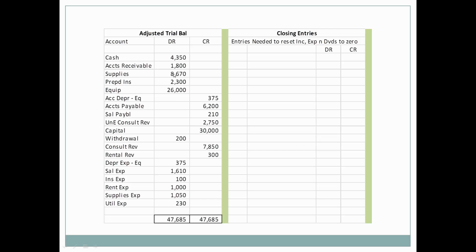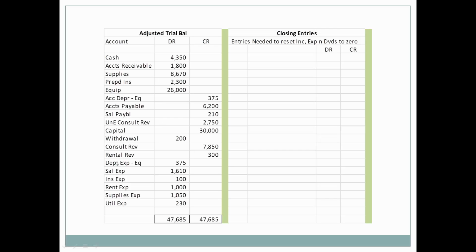They have been properly valued, and expenses are brought up to date and matched with revenue. The entries you will need for the closing entries are needed to reset income statement accounts, which are revenue and expense, as well as dividends, to set them to zero.